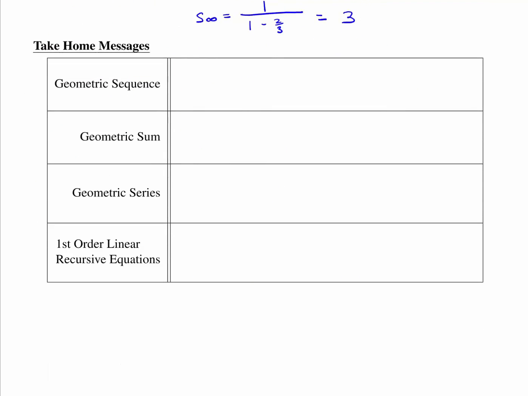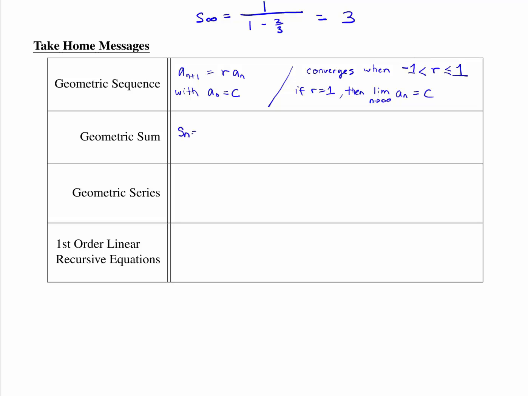Take-home messages. First, a geometric sequence could be written as a_{n+1} is equal to a multiplier r times a_n. Second, a geometric sequence converges provided that r is greater than minus 1 and less than or equal to 1. In the case r is equal to 1, the geometric sequence is constant and the limit is that constant c. The geometric sum is the sum of the first n plus 1 terms, a0 up to an, of the geometric sequence. This sum Sn could be written as the first term minus the next term over 1 minus the multiplier, when this multiplier r is not equal to 1.